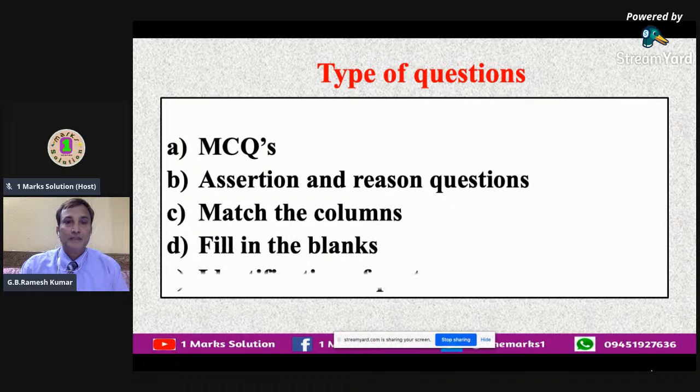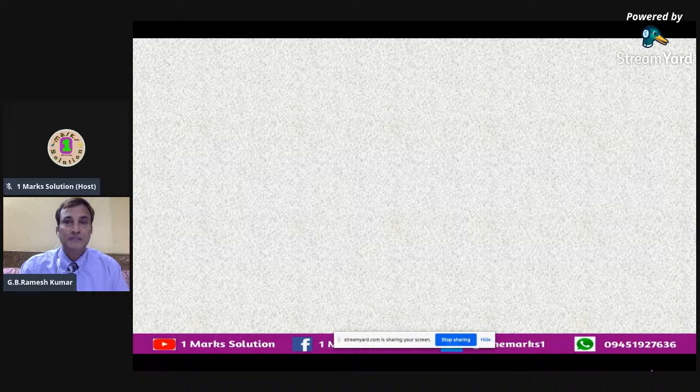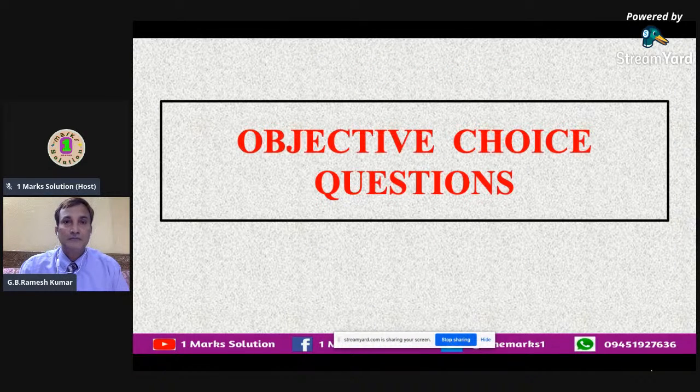Today my presentation will go like this. We have MCQs, and second is assertion and reason questions, match the columns, fill in the blanks, and identification of postures. Total 5 parts. Fill in the blanks are not coming in your 12th standard board exam, but still we kept that one so that you can get some extra knowledge also. Now, let us start.